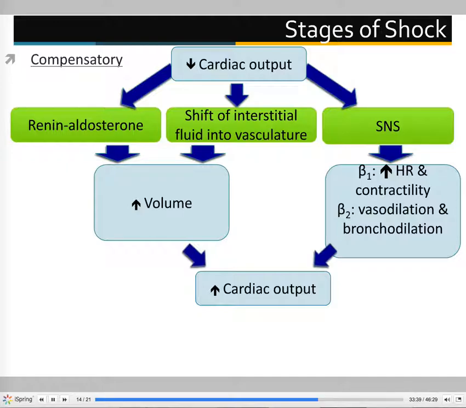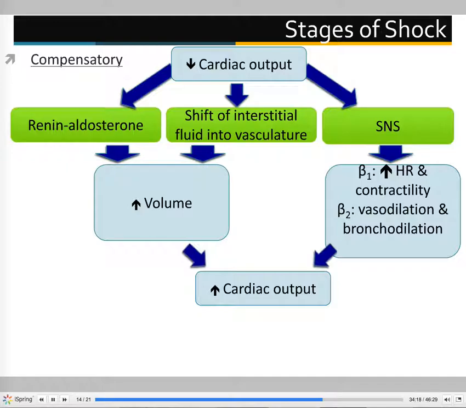So let's review compensatory and then decompensatory phases of shock. So stage one, during the initial stage of shock, cells begin to change due to decreased perfusion. So there's less oxygen to cells, and that brings on anaerobic metabolism. As a result, metabolic acidosis or lactic acid production occurs. With stage two, during the compensatory stage of shock, the body tries to reverse the results of the initial stage.